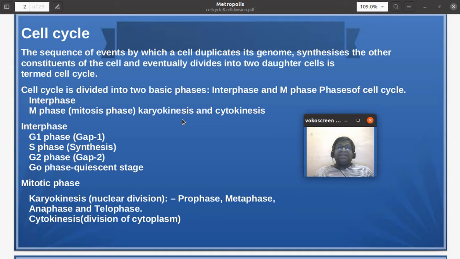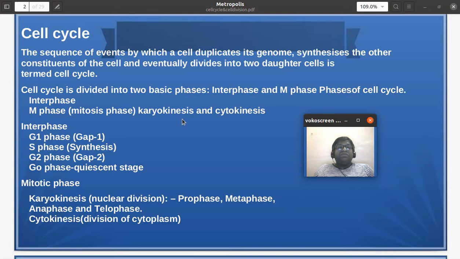Now, in the cell cycle, the interphase stage is of long duration. It has various stages like G1 phase, S phase, and G2 phase. G1 phase is nothing but the gap 1 phase. S phase is the synthesis phase, and G2 phase is called the gap 2 phase.